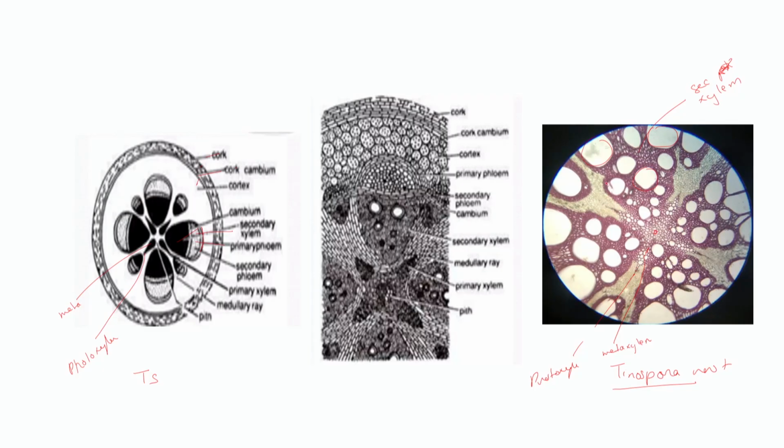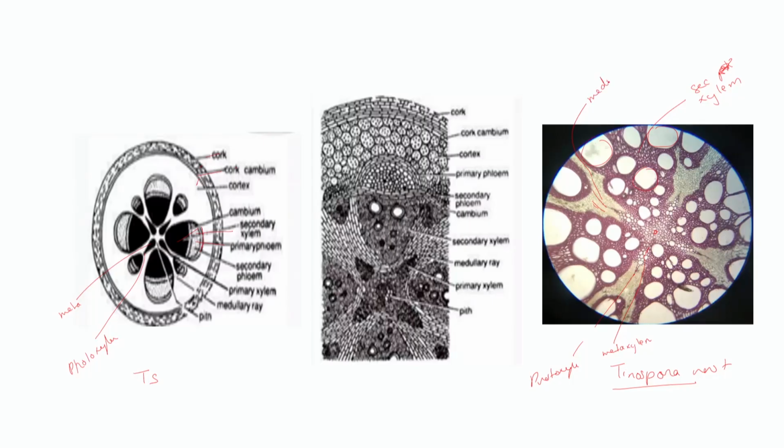Now you can see broad medullary rays. See, these are all medullary rays. Now they are not actually broad, it's not a normal feature that they are so broad, but in Tinospora root you can see broad medullary rays. Medullary rays, okay. So this type of structure you will see in Tinospora.